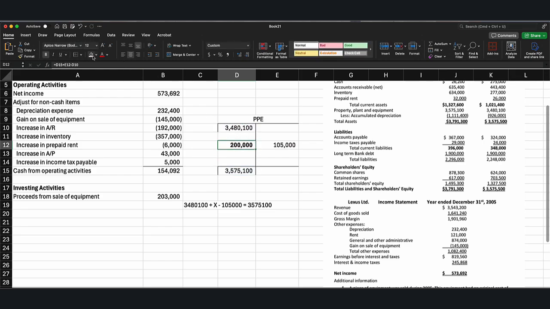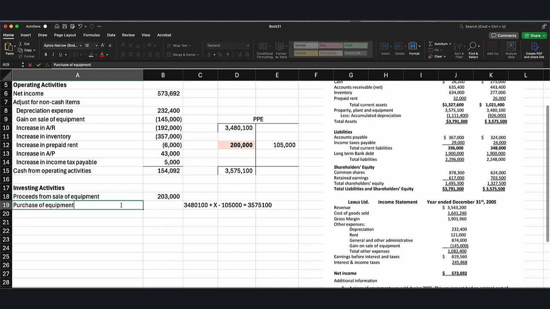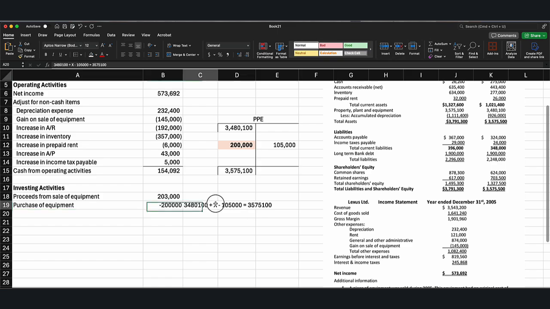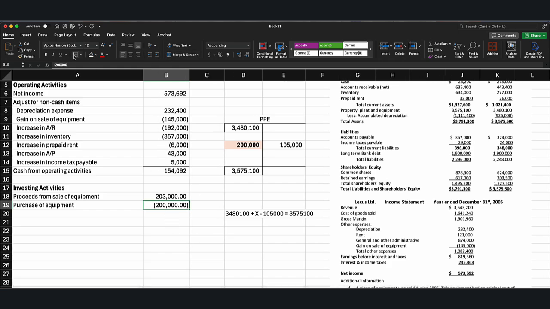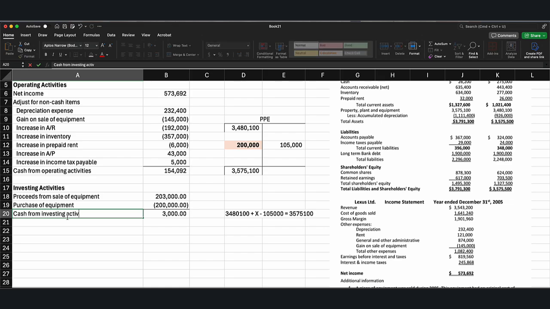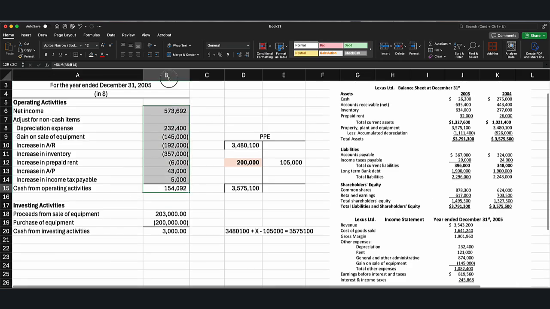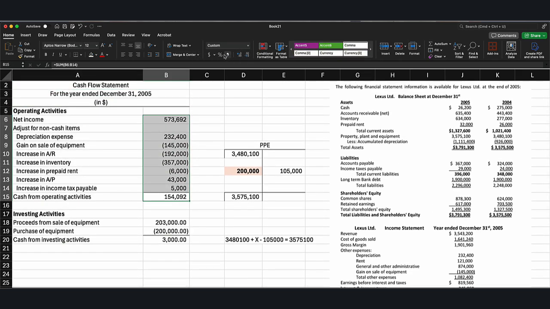I know I purchased new equipment for 200K. So I can write here, purchase of equipment, minus 200,000, because it's an outflow of cash. And there you go. Since that was our only long-term asset, we're done with this section. So I'll put a line and add these two together. It's 3,000, so positive. So I'll write cash from investing activities. We'll know later on if this is right. We're going to check if we balanced at the end, but let's assume for now that we're good to go.